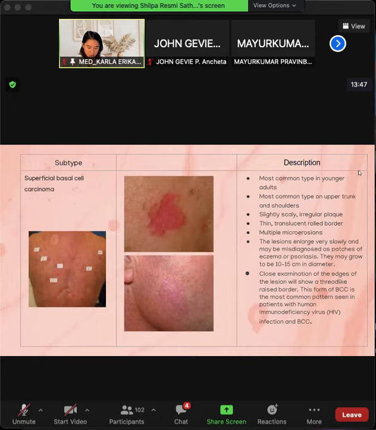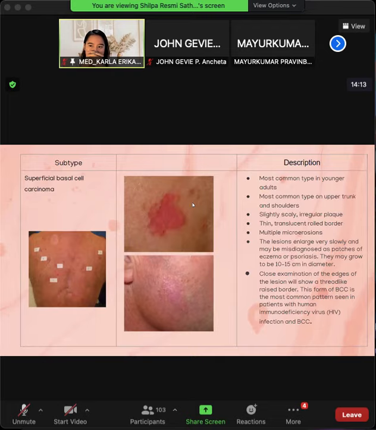So next type is superficial BCC. Most common type in younger adults. Most common type on upper trunks and shoulders. We can see in the pictures: slightly scaly, irregular plaques. Thin, translucent rolled borders. Multiple micro erosions. The lesion enlarges very slowly and may be misdiagnosed as patches of eczema and psoriasis. They may grow to be 10 to 15 centimeters in diameter. Close examination of the edges of the lesion will show a thread-like raised border. This form of BCC is the most common pattern seen in patients with HIV infection and BCC.